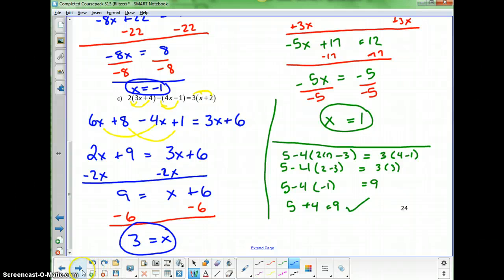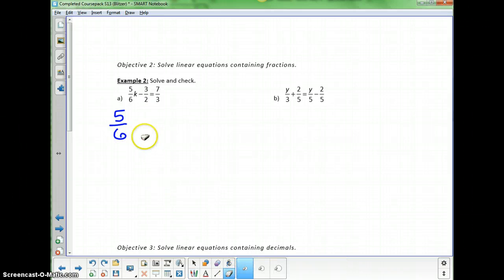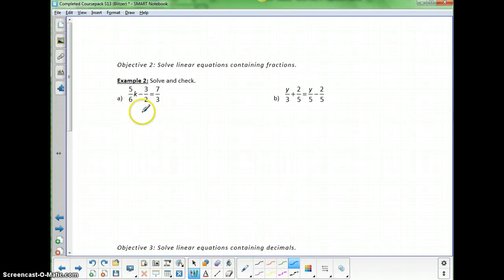Alright, let's look at the next page. Solving linear equations containing fractions. Alright, now there are 2 ways to go about this. The first way would be to live with the fractions and deal with them, and so that would be to take this as 5/6 k minus 3 halves equals 7 halves.